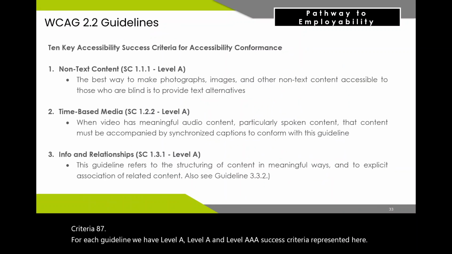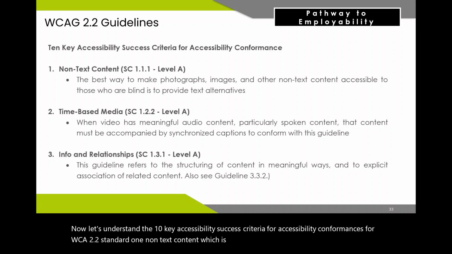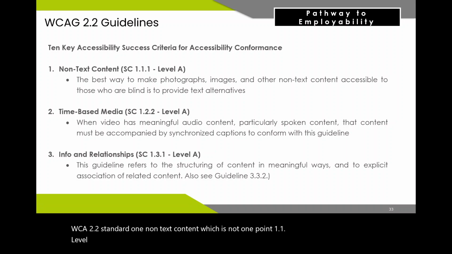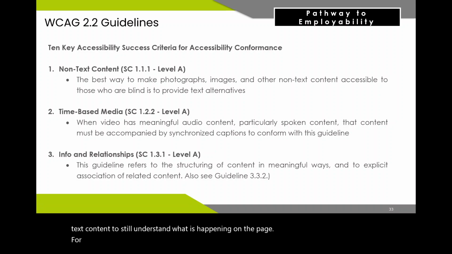Now let's understand the 10 key accessibility success criteria for accessibility conformance as per WCAG 2.2 standard. 1. Non-text content, which is mapped to SC 1.1.1, Level A. This means that any non-text content, such as images, videos, or audio files, should have text alternatives that describe what the content is. This allows people who cannot see the non-text content to still understand what is happening on the page. For example, an image of a cat could have the text alternative "A cat is sitting on a rug."